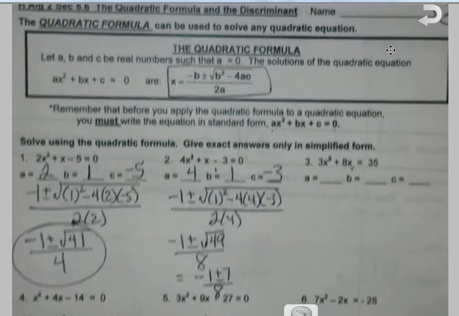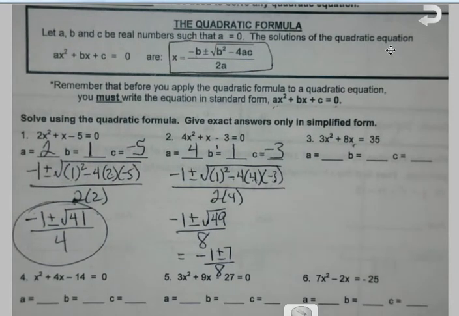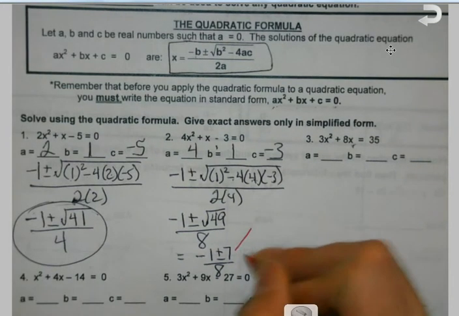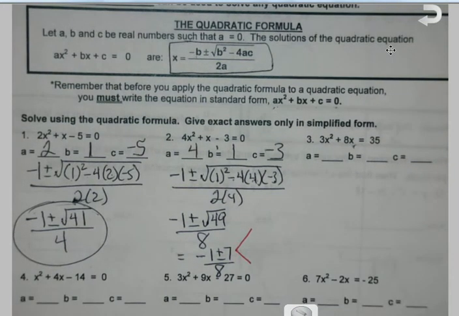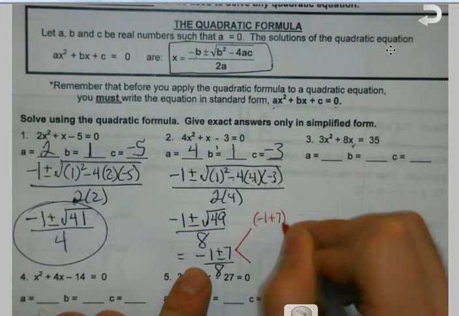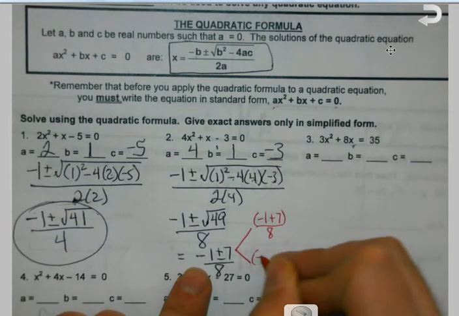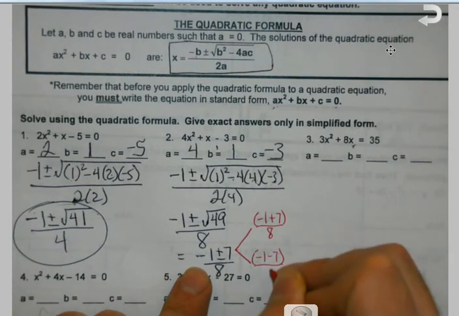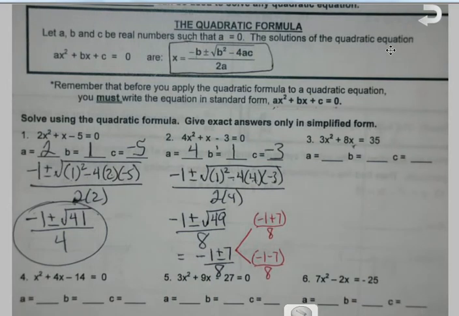Now, if you can simplify it, and you certainly can with this, you need to. If I can get the exact answers out, for instance here I'd have -1 plus 7 over 8 and -1 minus 7 over 8. Notice I'm putting the numerators in parentheses. If you're going to the calculator, you need to do that, because if you just type -1 plus 7 over 8, you're going to get funky answers.